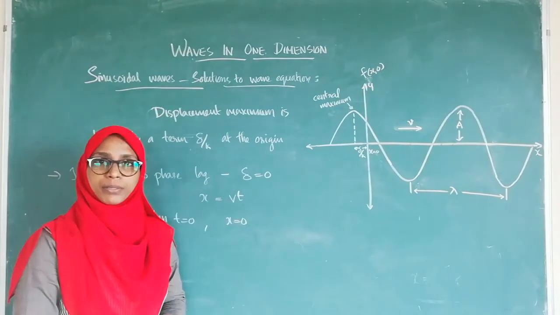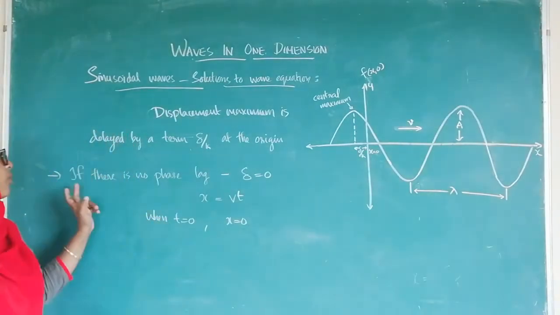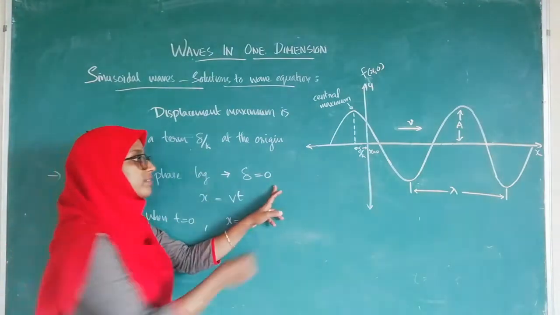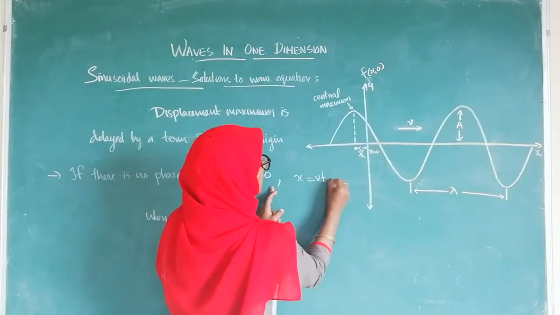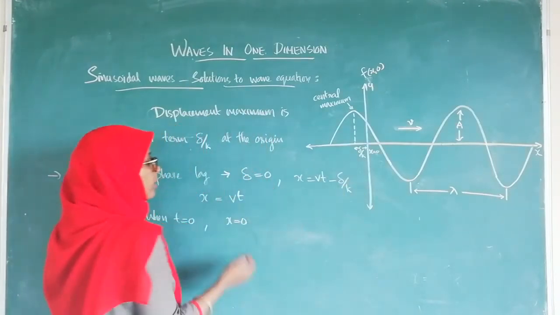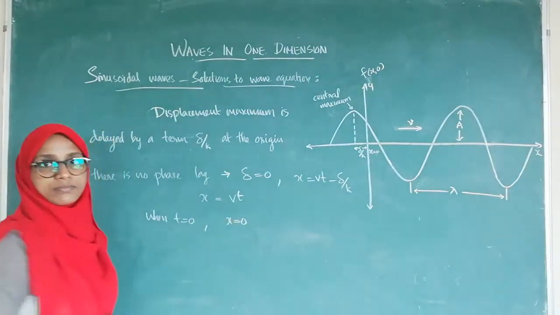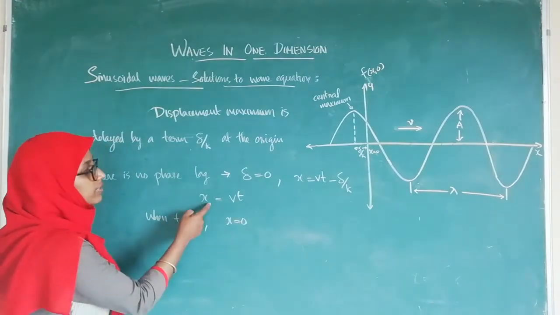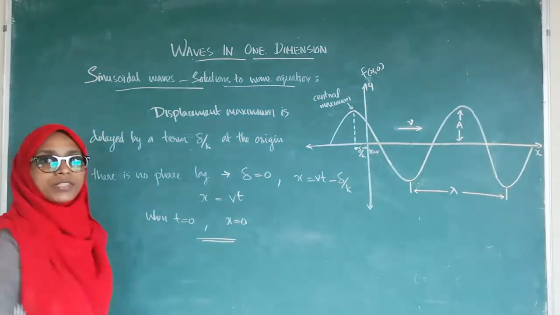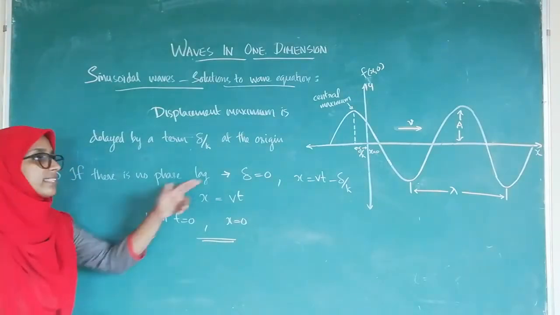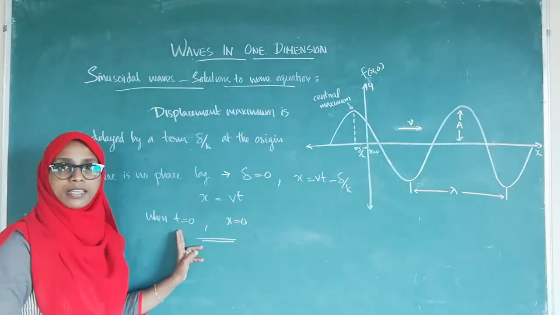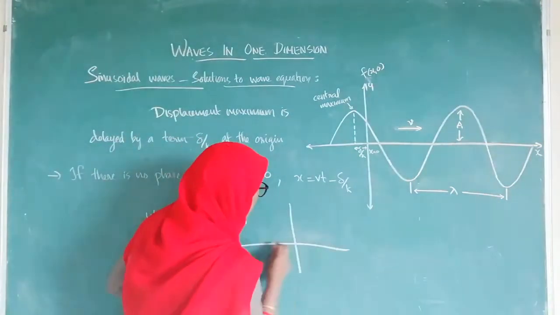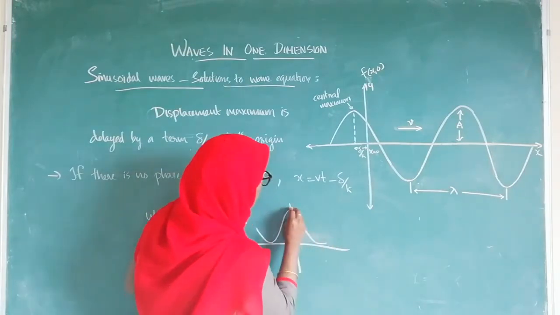Now we can consider one more special case. If there is no phase lag, delta will be equal to 0. As we know, x is equal to vt minus delta by k, and delta is 0, so we can write x is equal to vt. Consider the case when t is equal to 0, this x also will be equal to 0. That is, in such a case where the phase lag is 0 and it is at the time t equal to 0, the central maximum will be at the origin. That is, it looks like this. This will be the central maximum.